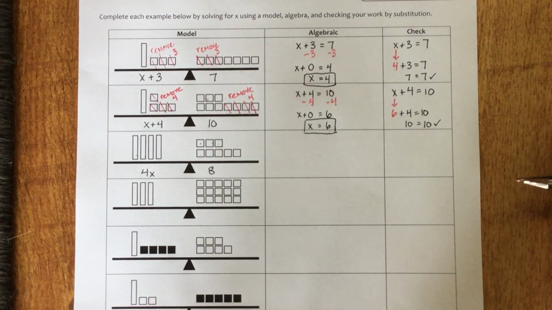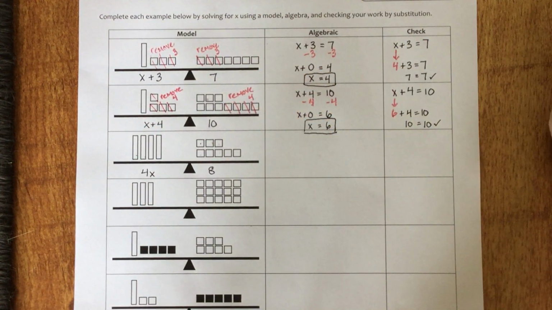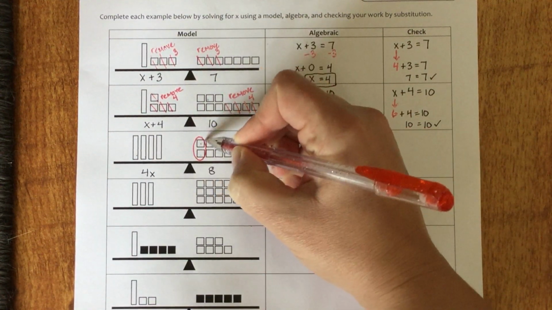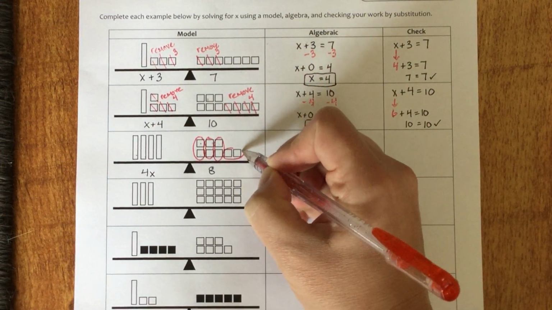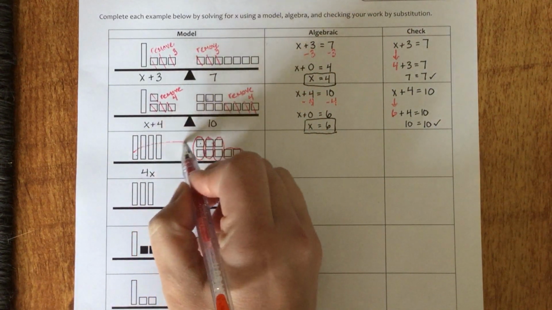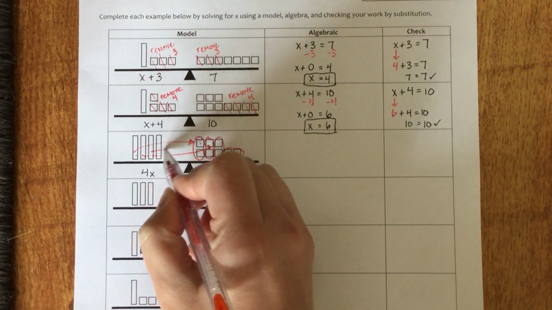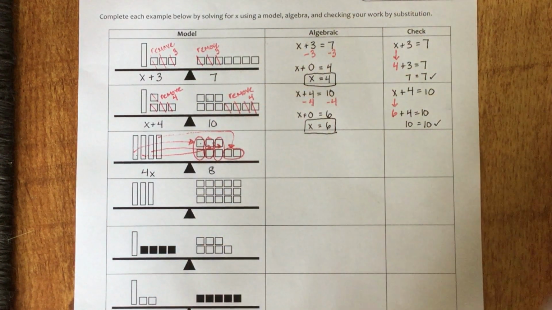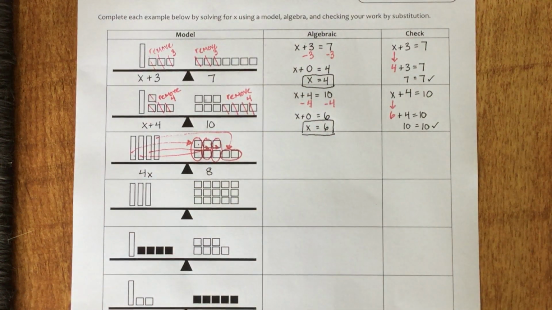So if I want to know how much each one is worth, I want to take these 8 and split it evenly between the 4. I can make 4 groups if each group has 2, which means this variable could be those 2, that variable could be those 2, this variable could be those, and this variable could be those. So each x is equal to 2 squares. And we'll confirm this using algebra.